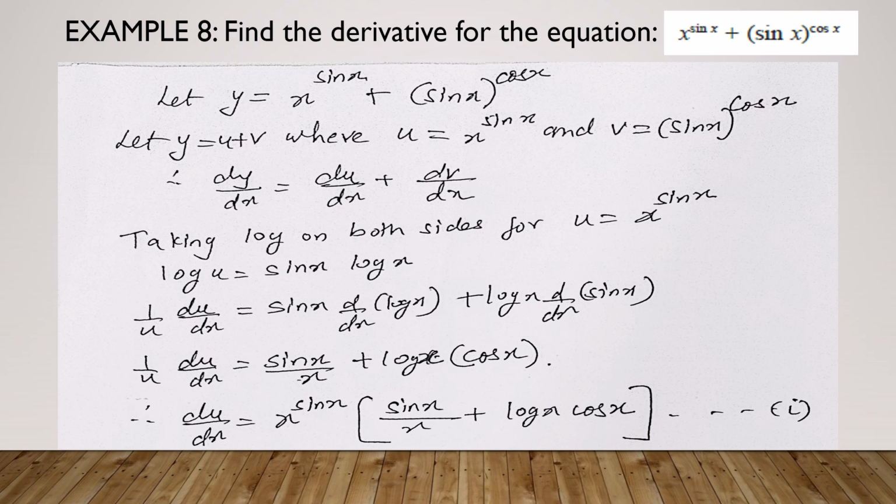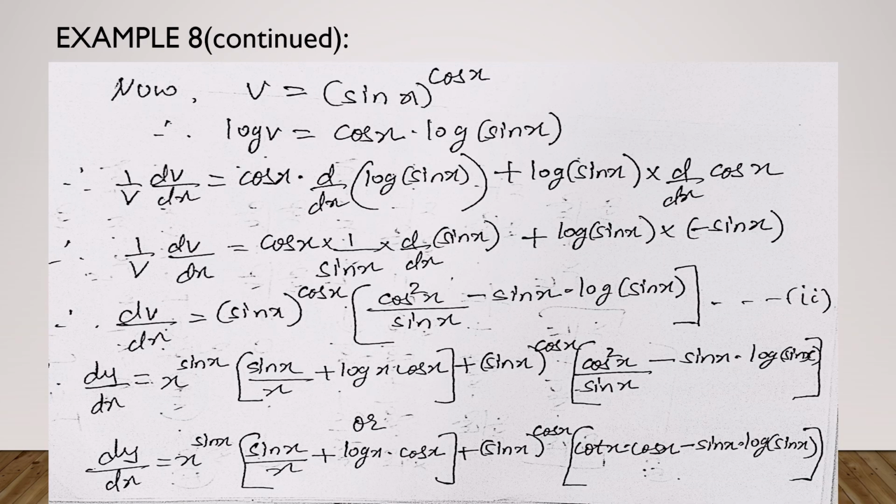Similar pattern, find the derivative dv by dx. So v is equal to sin x raised to cos x. Again take log on both sides. Log v is equal to cos x into log of sin x. So now differentiate both sides. 1 upon v dv by dx is equal to, again by the multiplication rule, cos x as it is into the derivative of log of sin x, plus log of sin x as it is into the derivative of cos x. Now in between you will have to apply the chain rule, because the derivative of log of sin x is, first of all, the derivative of log is 1 upon, so 1 upon sin x into the derivative of sin x, which is cos x.